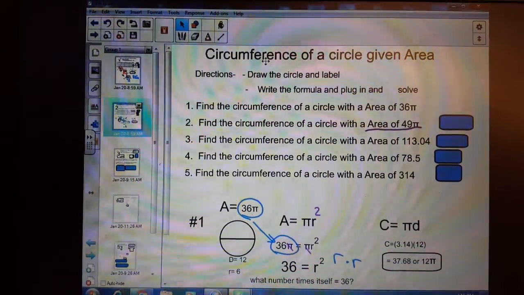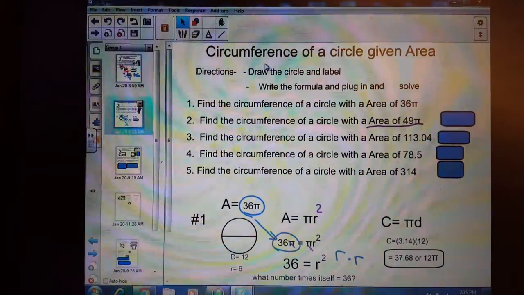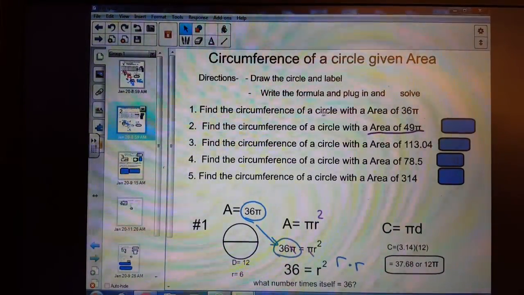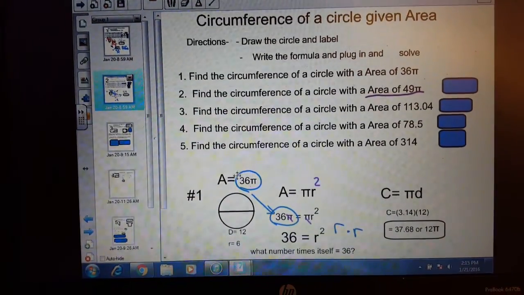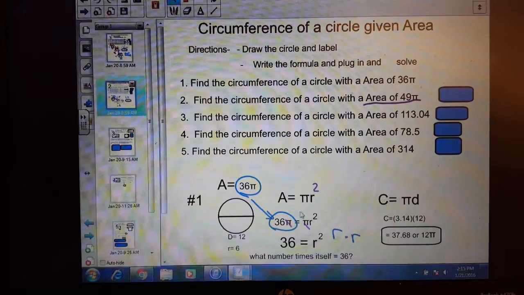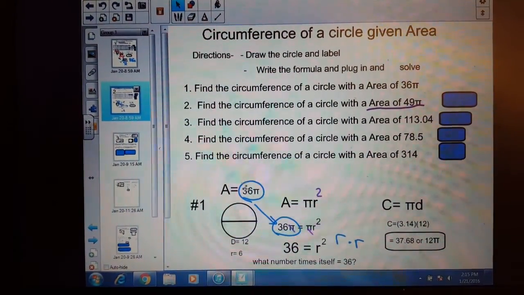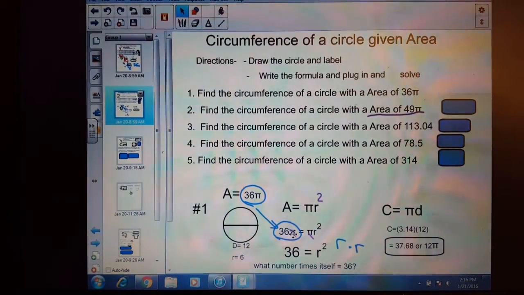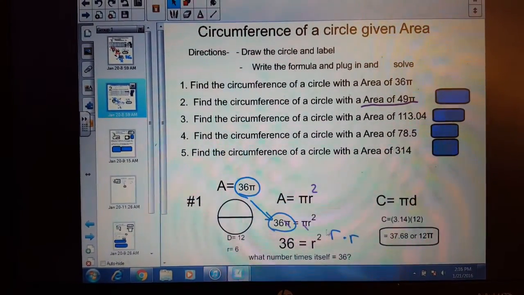In section B, circumference of a circle when given the area. Okay, looking for the area. So find the circumference of a circle with the area of 36 pi. You take 36 pi, plug it in for the area. Area of a circle is pi r squared. Since 36 pi equals pi r squared, cancel out the pi's, and you're left with 36 equals r squared.